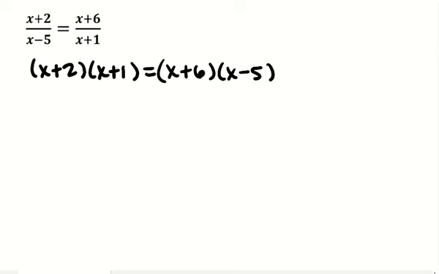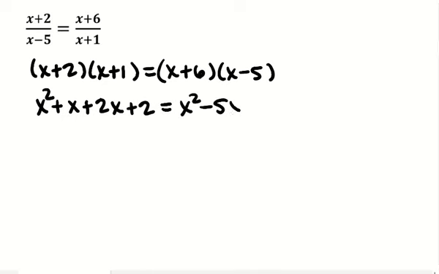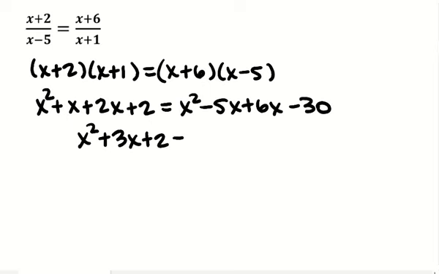I'm going to distribute out each side. So this is x squared plus x plus 2x plus 2 equal to x squared minus 5x plus 6x minus 30. We're going to just combine the like terms. This is plus 1x minus 30.